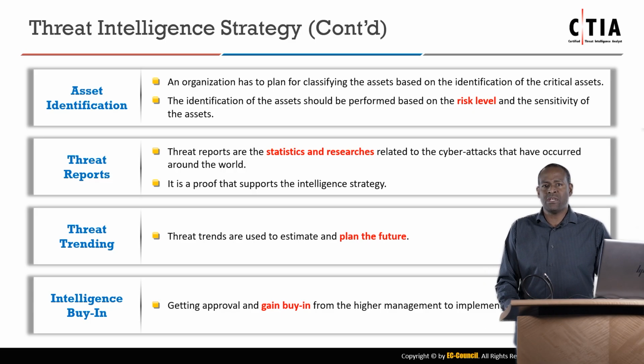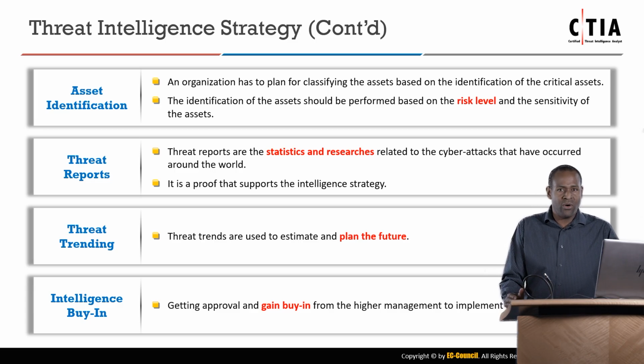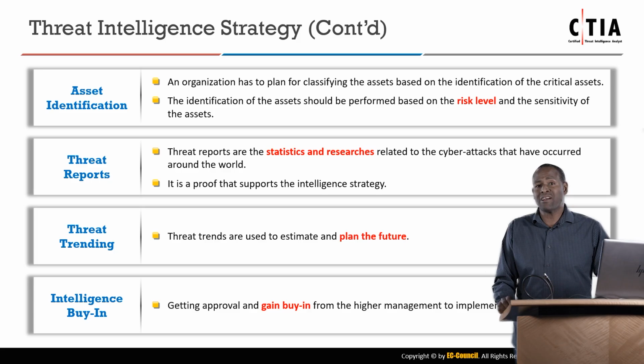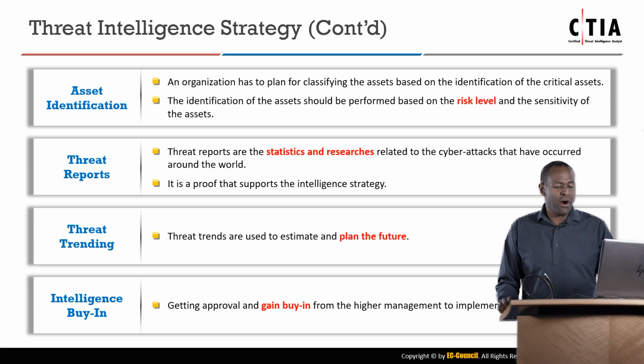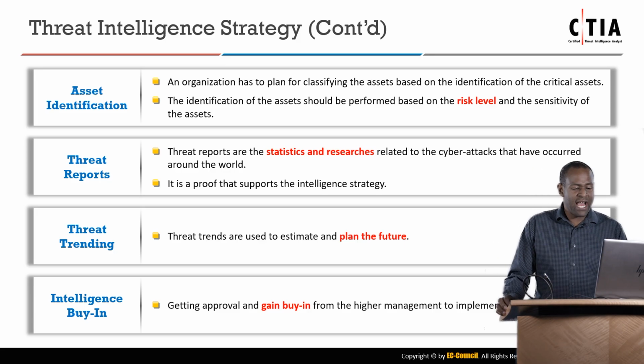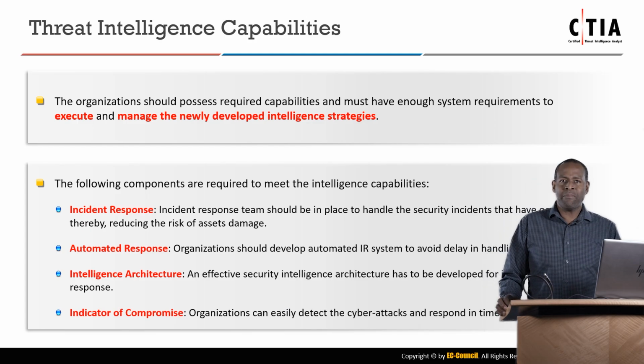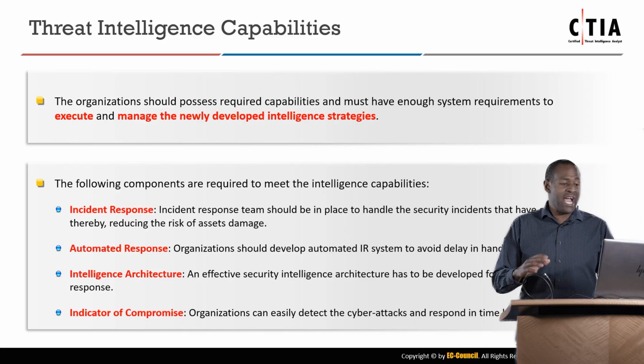Similarly, in your organization, you need to have some type of system that will allow intelligence, threats, reports, information along those lines to get to the correct people and actually be reviewed. So that's part of buy-in. We want to make sure that we have the ability to get approval and buy-in for our threat intelligence. What about the capabilities for threat intelligence? Organizations need to have capabilities to be able to execute and manage any newly developed threat intelligence strategies.